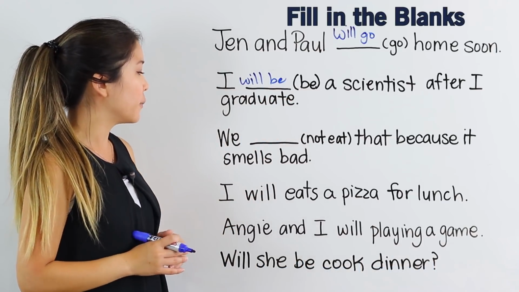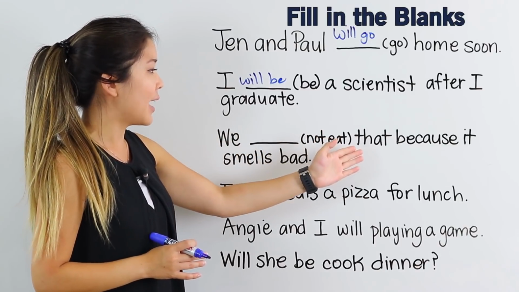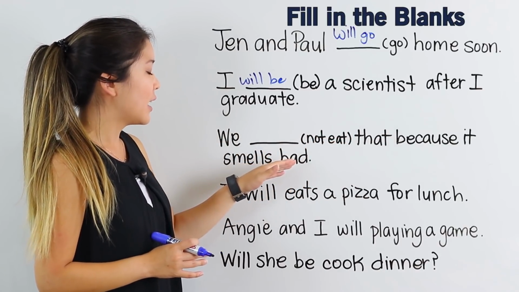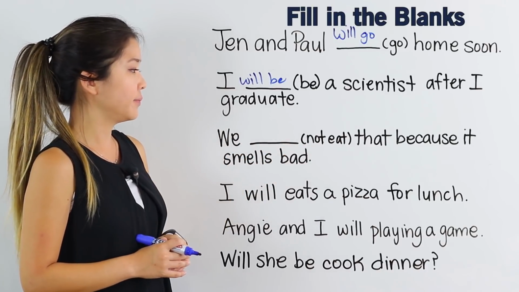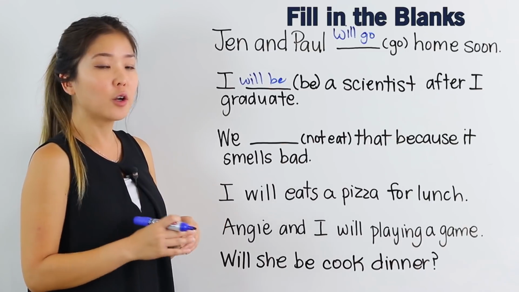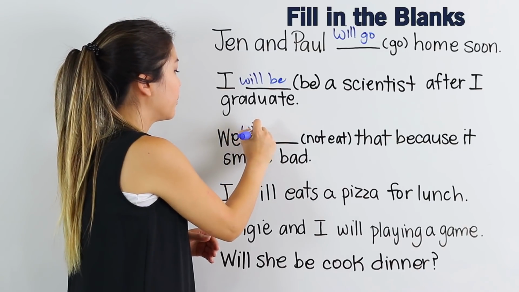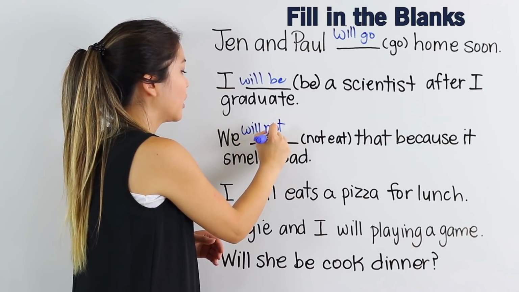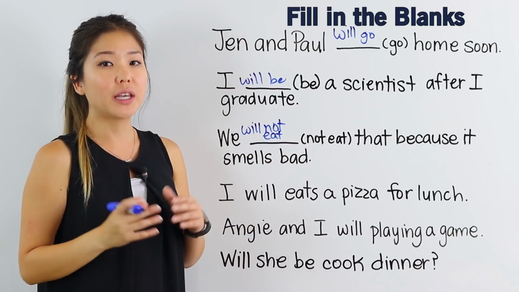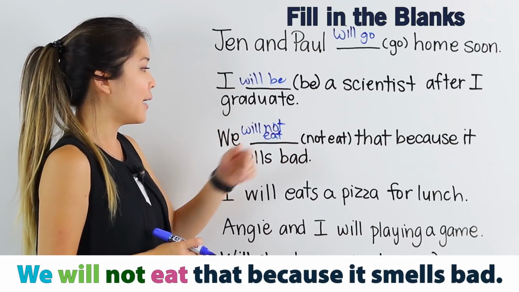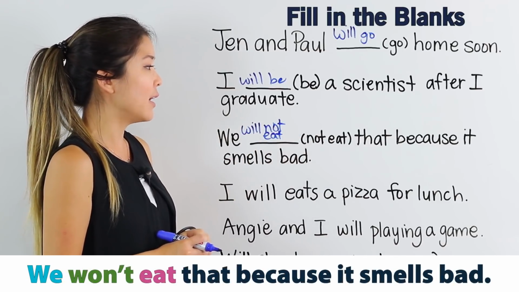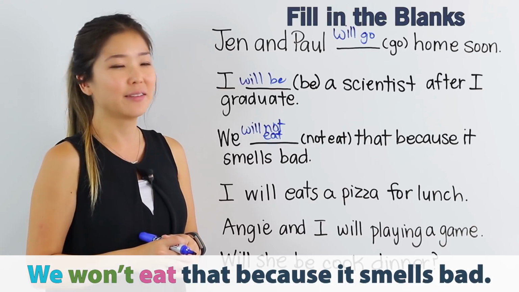Now, try this one. We blank that because it smells bad. I want you to use the negative form with the verb eat. Here, we say will not eat. Or, remember, we can use the contraction won't. We will not eat that, or we won't eat that because it smells bad.